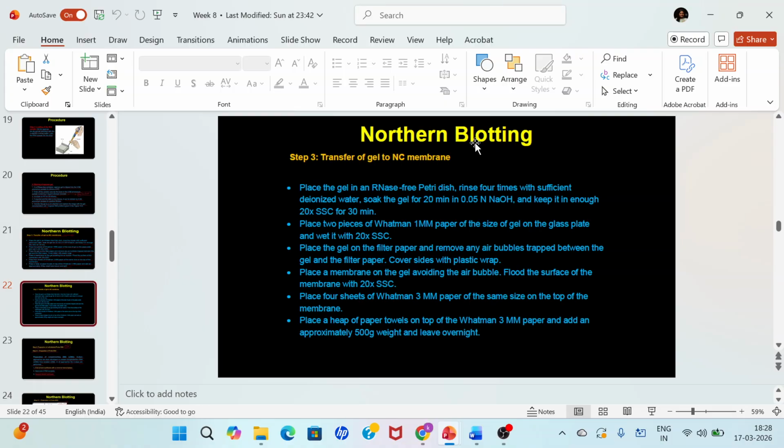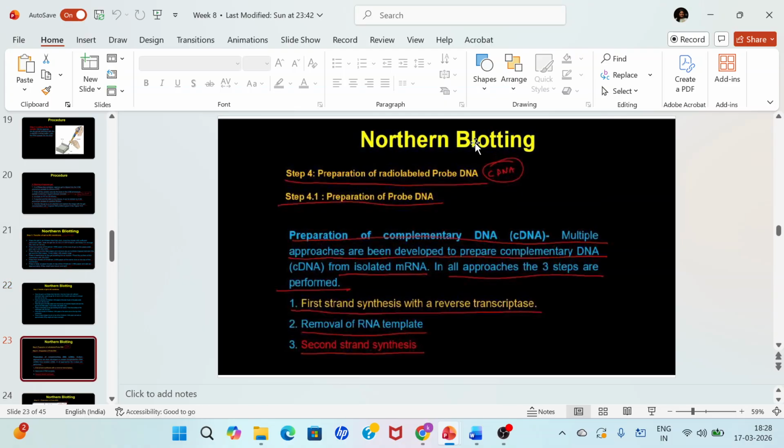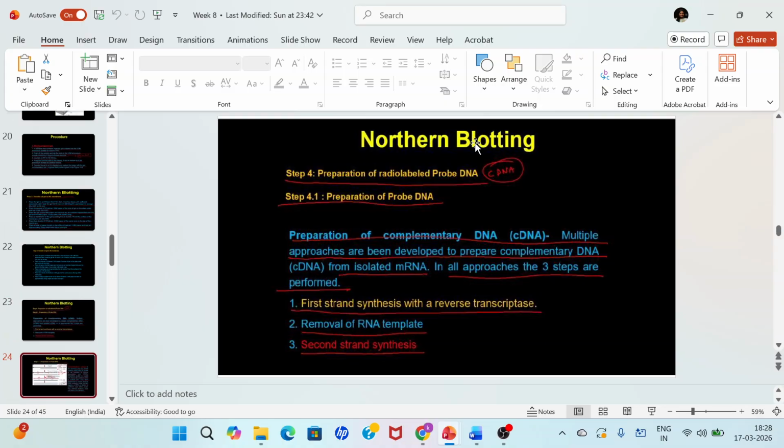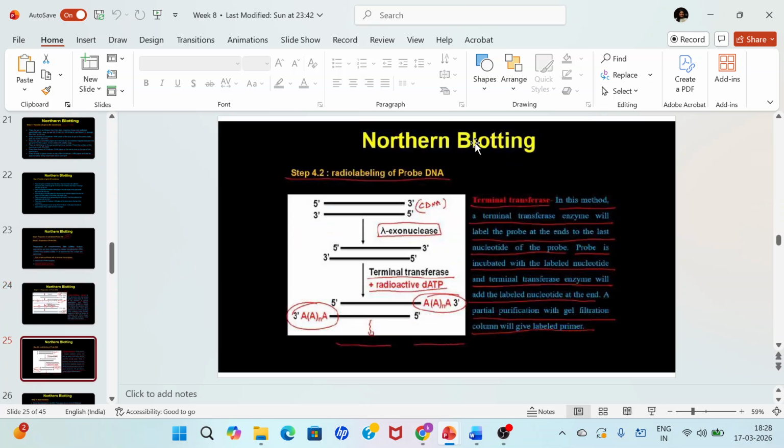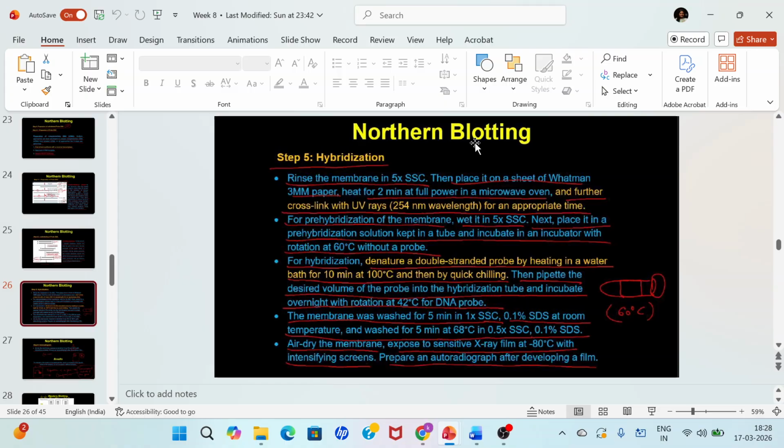We shouldn't miss the RNase-free step at any step while we are performing the northern blotting. Then the preparation of the radiolabeled probe of the DNA will be done. After the preparation of this radiolabeled probe, we are again not going into the details. Then the hybridization will be done as we've done in the southern blotting case, because now we want to visualize.